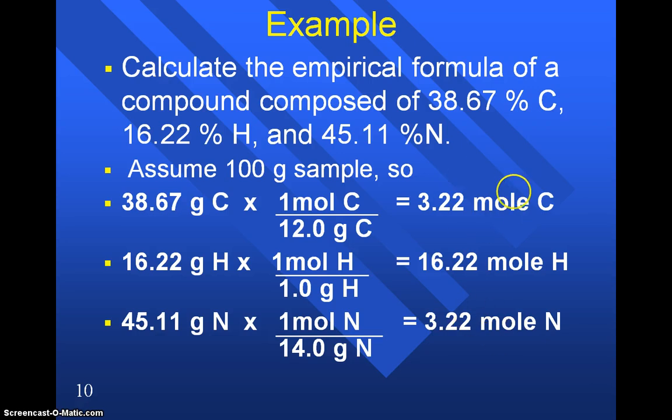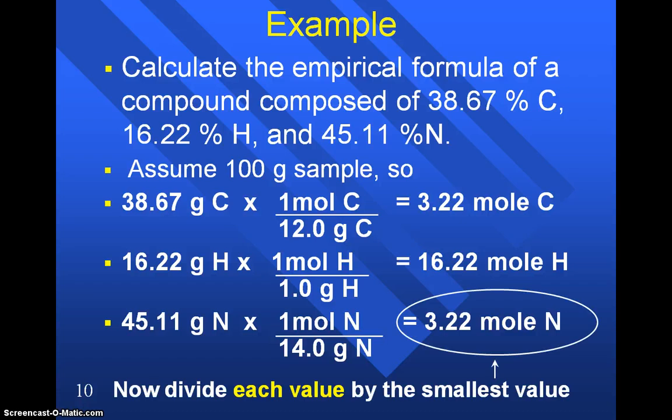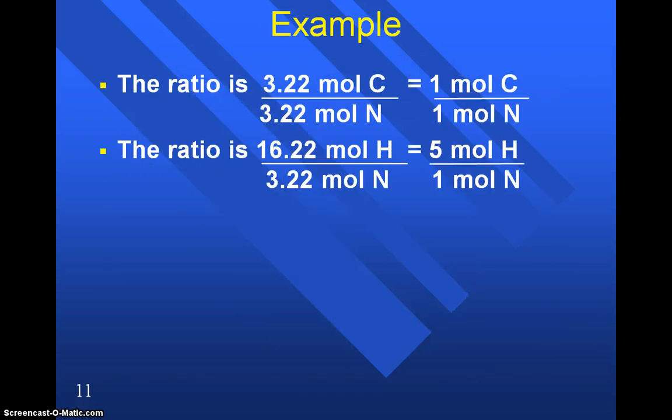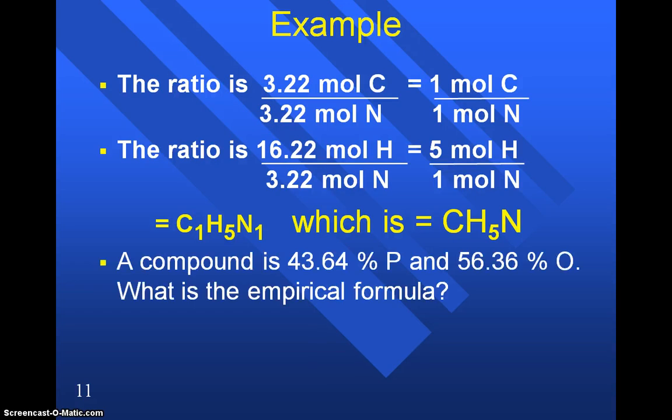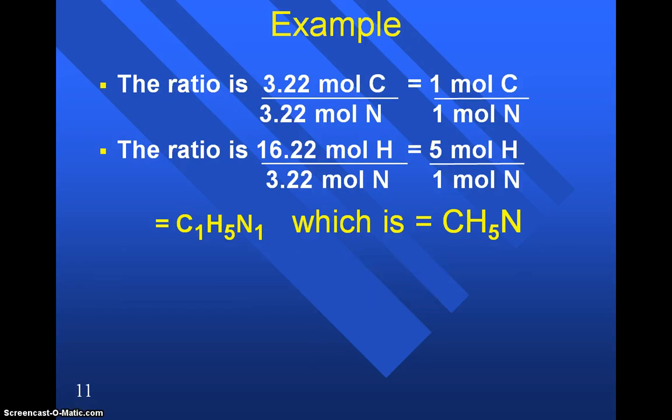The lowest number is 3.22 moles, so I'm going to divide each of these by 3.22 to get the lowest whole number ratio. 3.22 divided by 3.22 is 1, and then 16.22 divided by 3.22 is 5. So essentially what I get is 1 carbon for every 5 hydrogens for every 1 nitrogen. So the empirical formula would be CH5N. Okay, so you can practice these now using percent, and just remember that one extra step where we turn the percent into grams and then follow the same process like we did before.